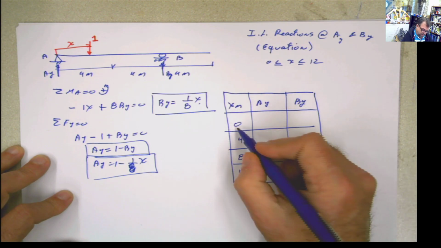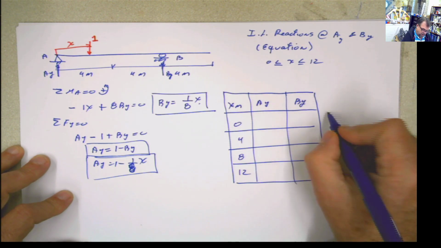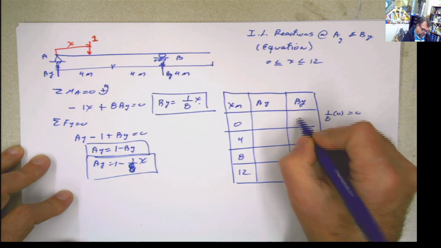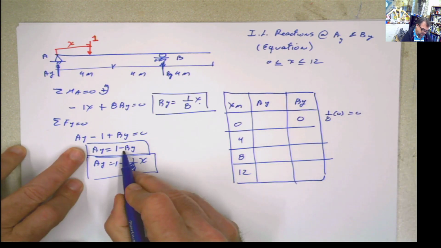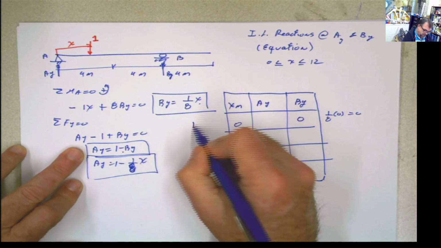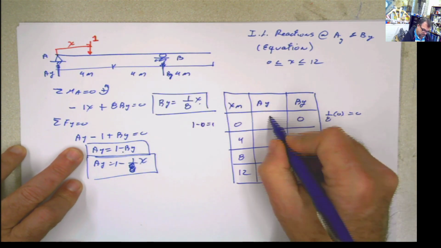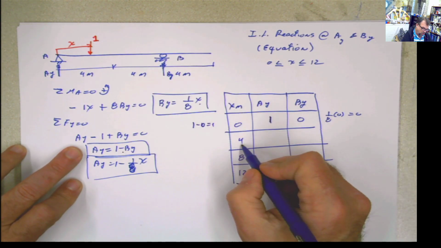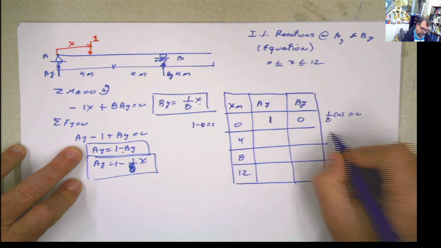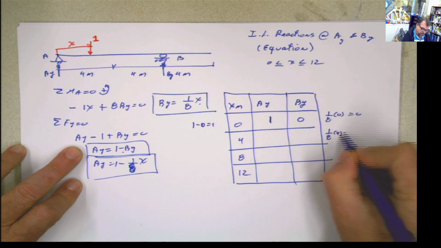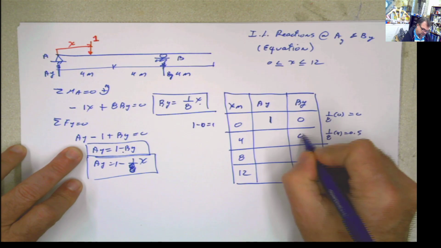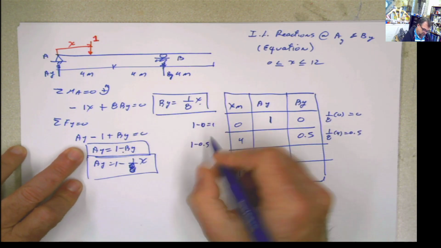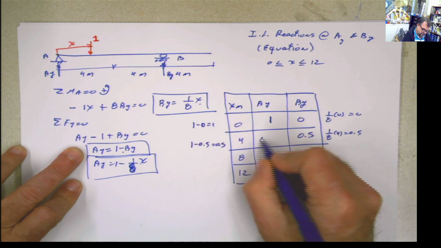Now when x equals 0, in BY you're going to have 1/8 times 0, which is 0, meaning BY is going to be 0. And if you apply this, AY is going to be 1 minus 0 equals 1. When you go for x equals 4, you have 1/8 of 4 is 0.5, so BY is 0.5. And then you have 1 minus 0.5, so AY is 0.5.